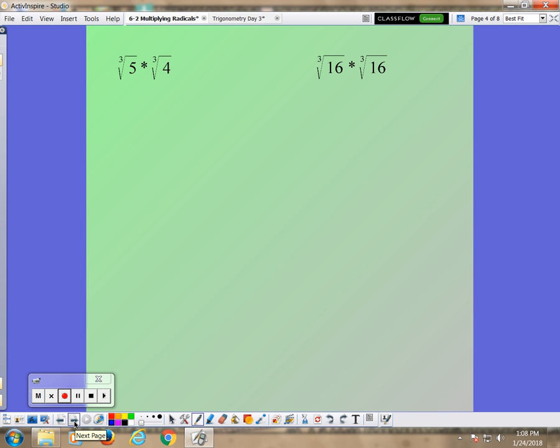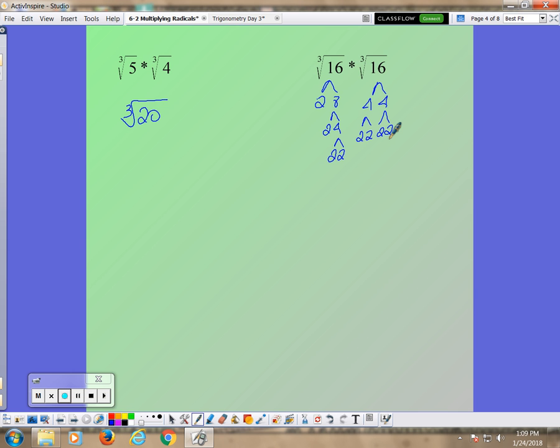Alright, so now I have the cube root of 5 and the cube root of 4. Well, neither one of those, if I do my factor trees, is going to give me any numbers that I can group up. So this just ends up being the cube root of 20. Now over here on the 16, on the other hand, that's 2 and 8, and we know that to be 2 and 4, and we knew that to be 2 and 2. Or we could go the route of 4 and 4, and 2 and 2, and 2 and 2.